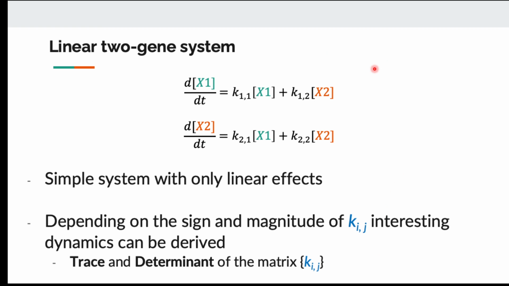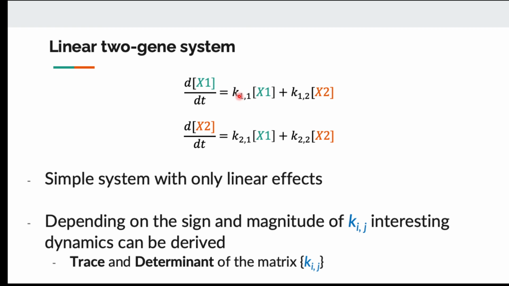So I would like to end with another system that's also very interesting. We want to keep things simple. In this case, we're also going to examine two genes, but we are not going to make the relationship between them very complex. We're going to say that these two genes either activate or repress each other in a linear fashion. So these K's are constants.